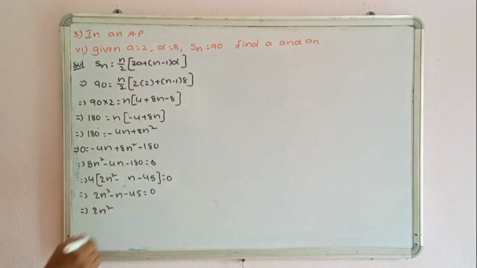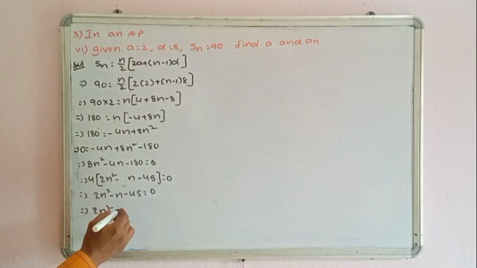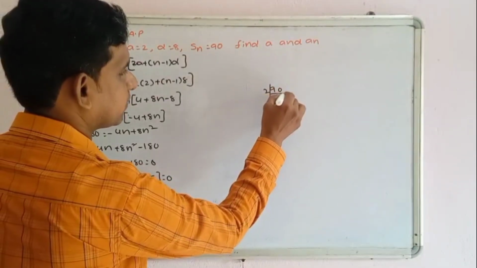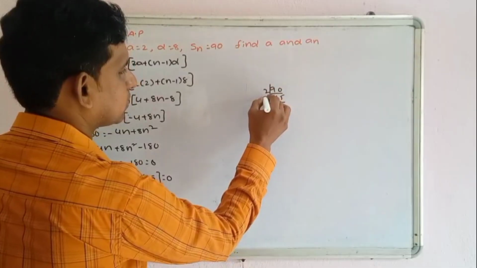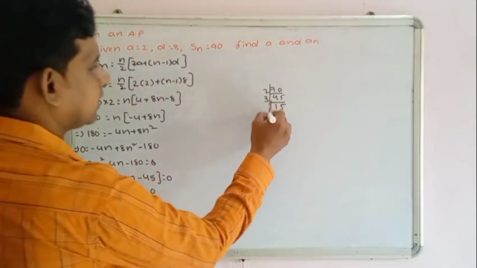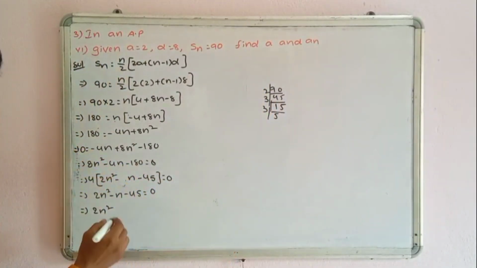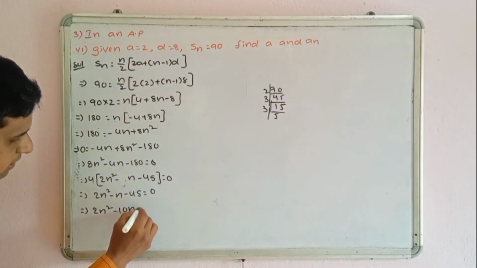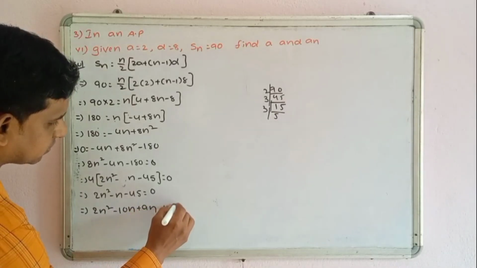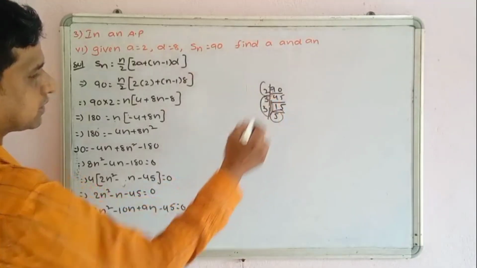2n square. How to split this one? See, 40 by 2 is 90. So 2 into 45 times is not possible. 3 into 50 is there, so not possible. 3 again 5 times. Okay. 5 2s are 10, 3 3s are 9. So this one can be written as minus 10n plus 9n minus 45 equals to 0.